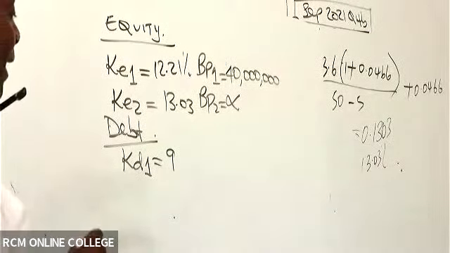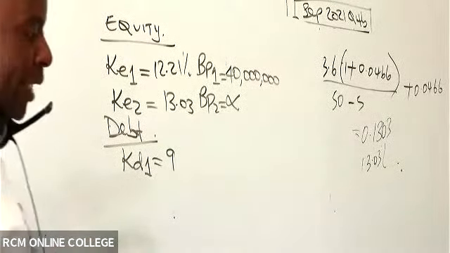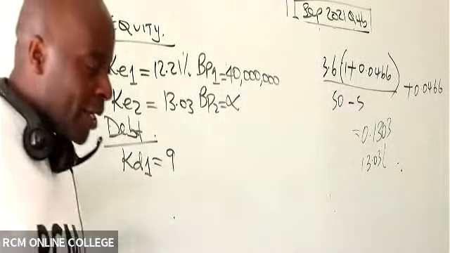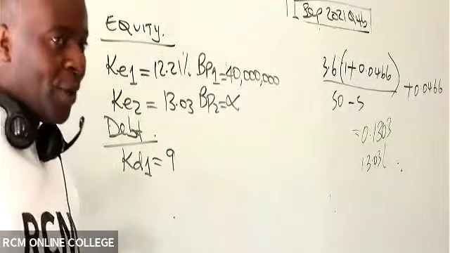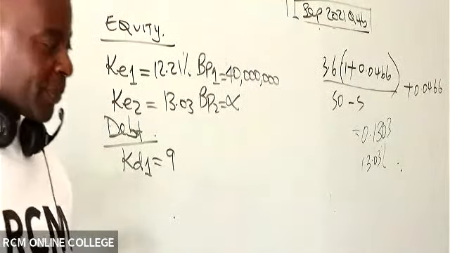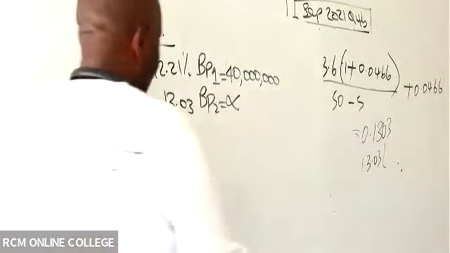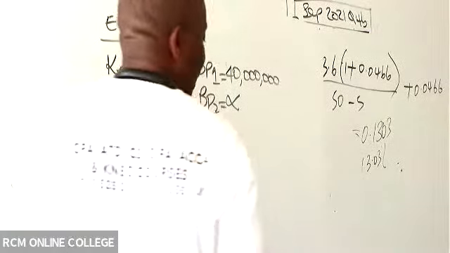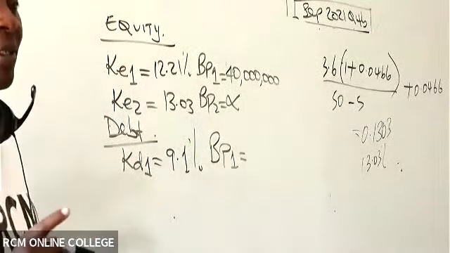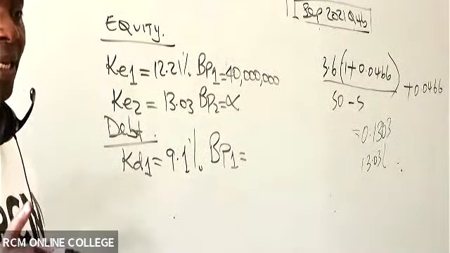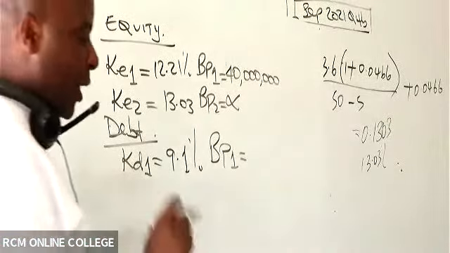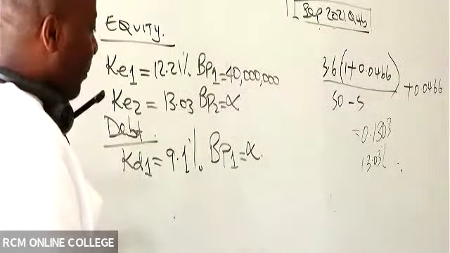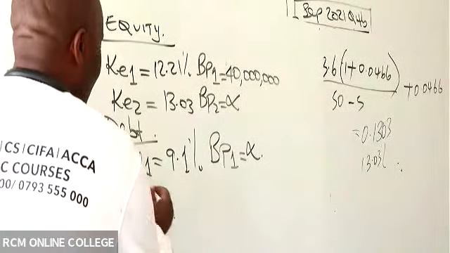How about the after-tax KD1? After-tax KD1, 9.1%. And therefore, we only have 1 BP. And this BP, of course, must have been infinity, isn't it? Infinity.